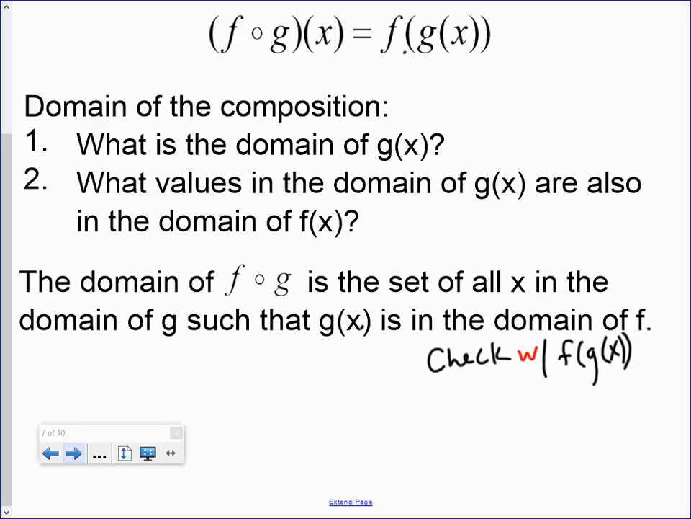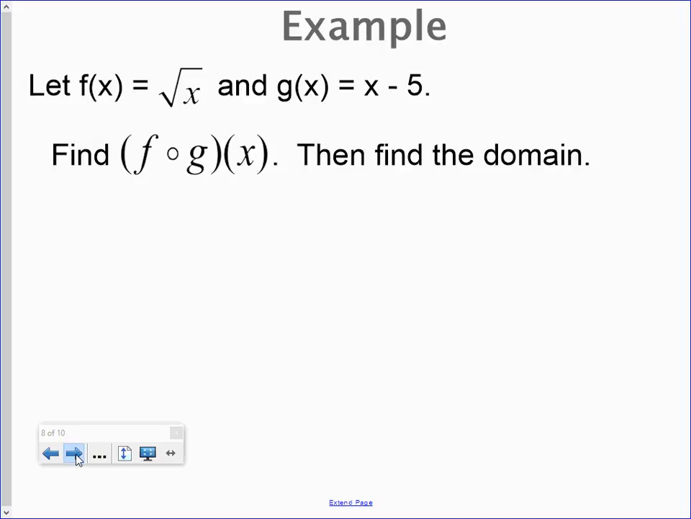I'm going to skip my easy example. Is that okay? We'll do the harder example. It'll be more challenging.